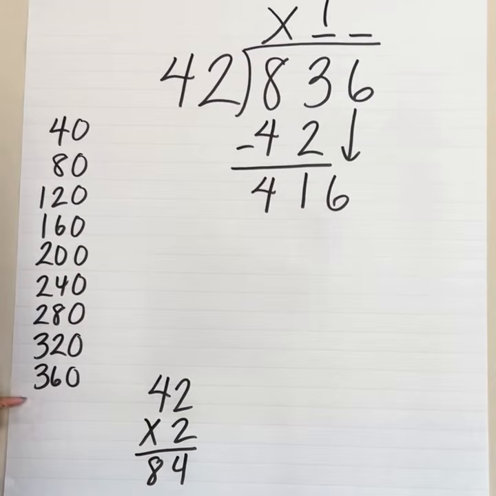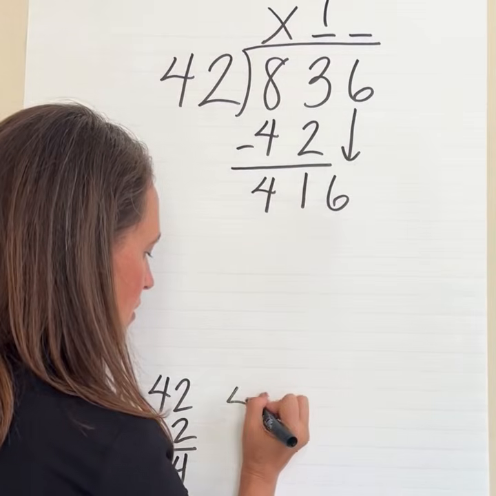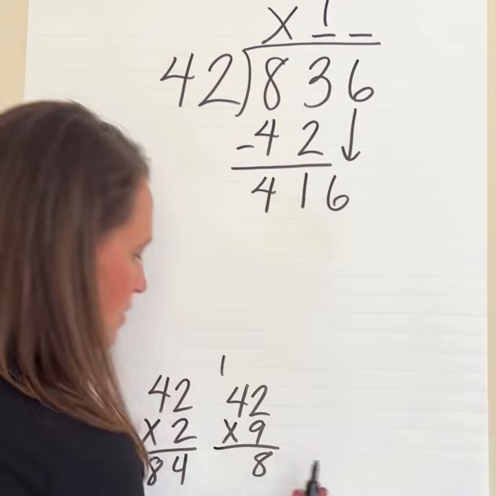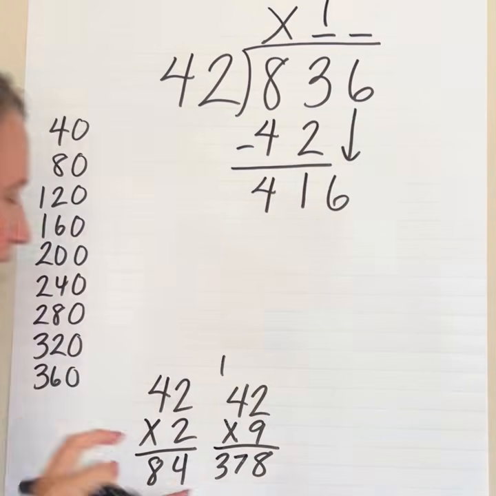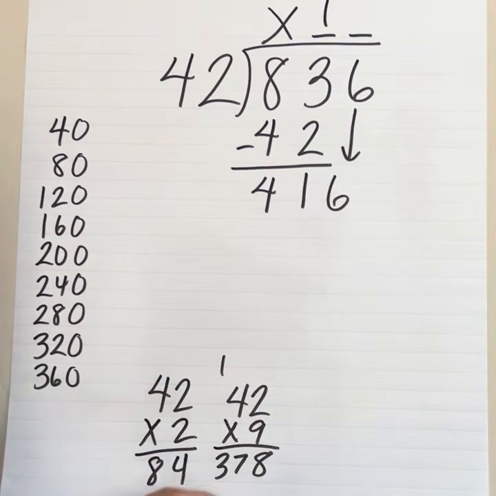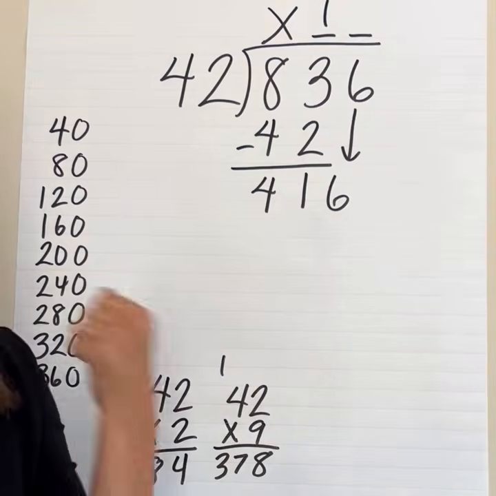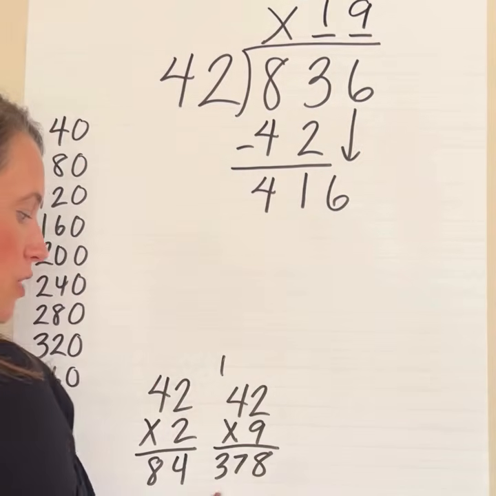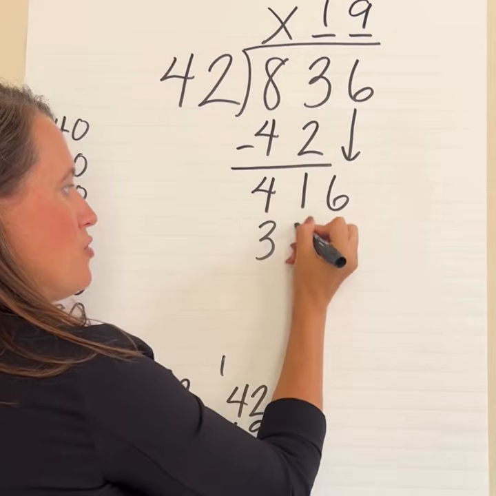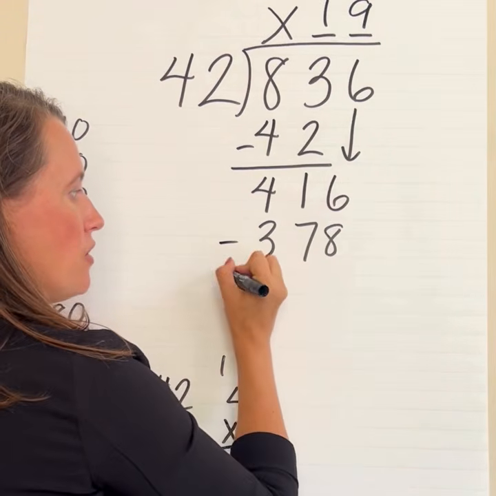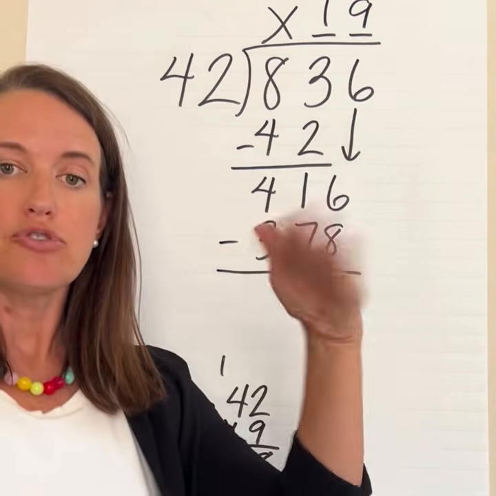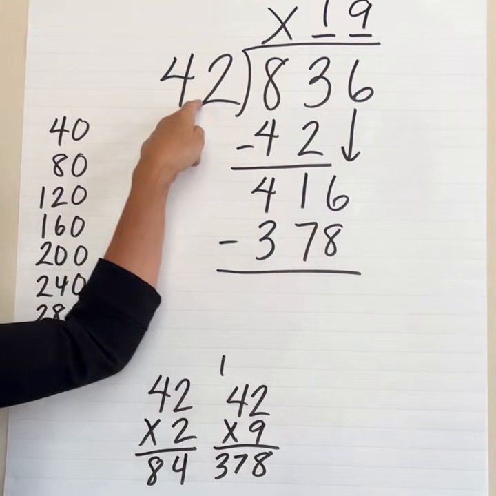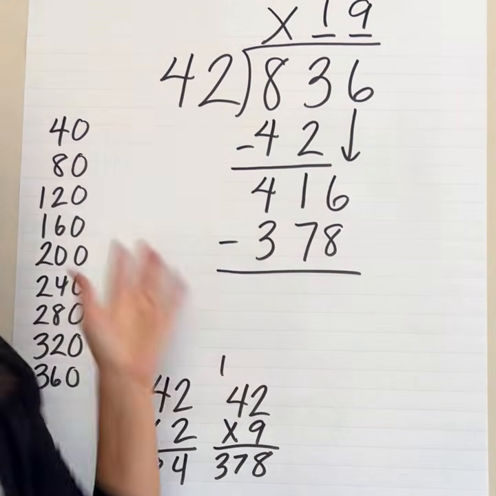42 times 9. This is my check. 42 times 9 is 378. I don't know if that's close enough, but let's see. 9 pops up, and I know 9 times 42 is 378. Hook your line, subtract. Subtract, subtract, subtract. Now, if my remainder is greater than 42, I made a mistake somewhere.